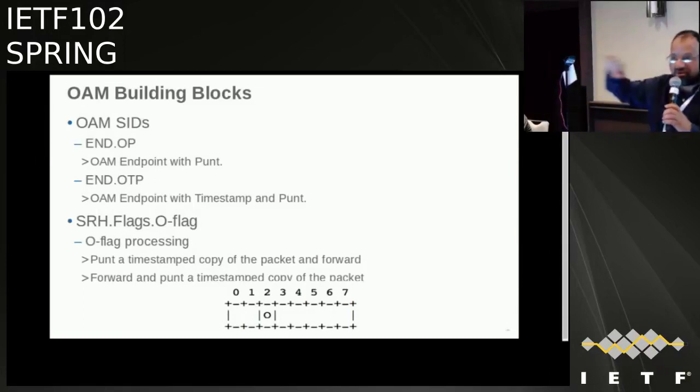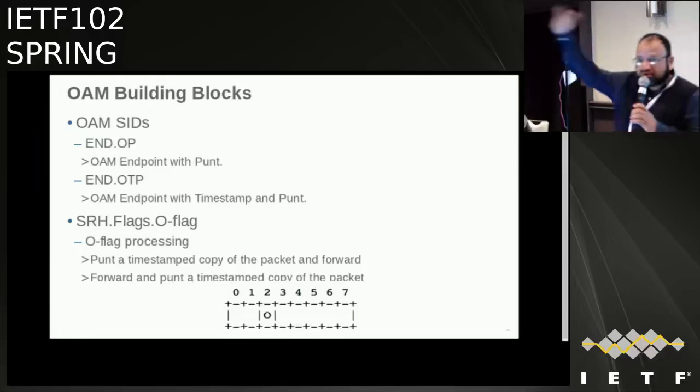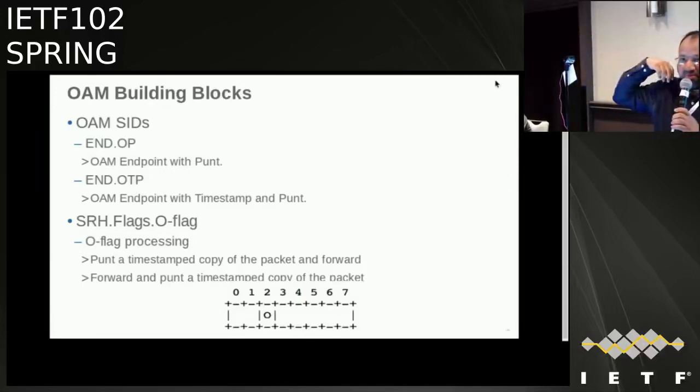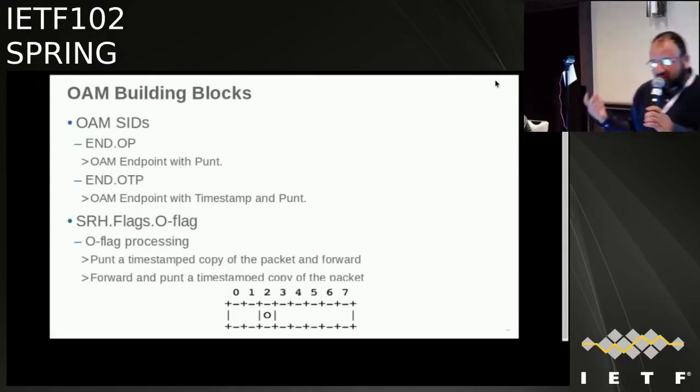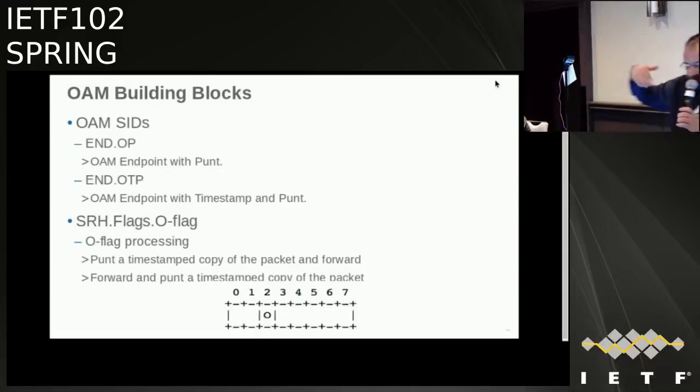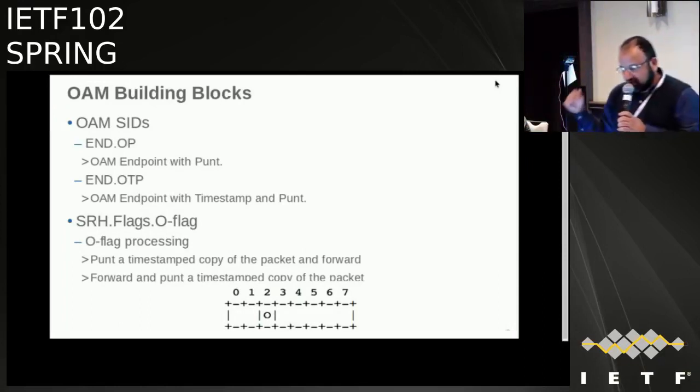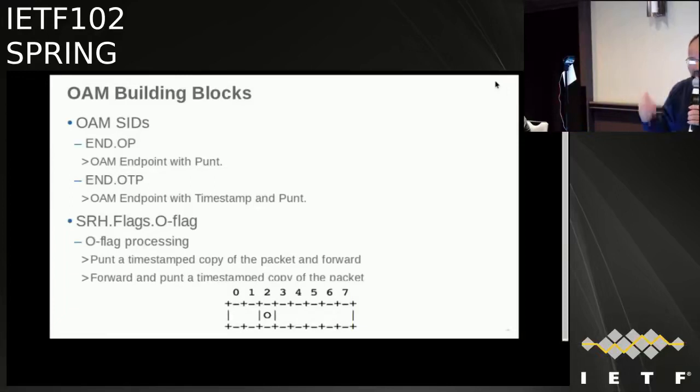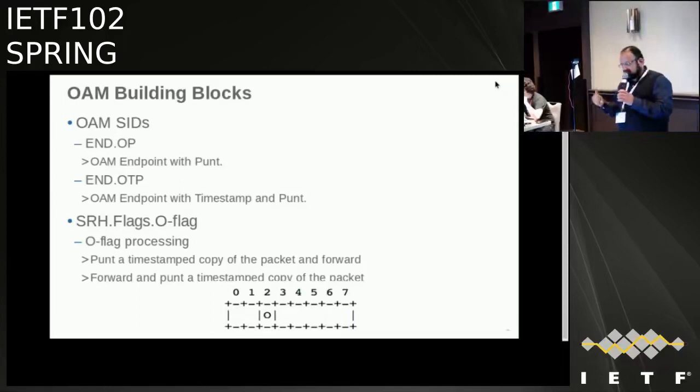On the building blocks, it defines two SIDs. One SID is for punt behavior, called End.OP, that's O&M endpoint with punt. And one is for O&M endpoint with timestamp and punt. And then it also defines the usage of OPID. The OPID definition came from the SRH draft. It has been sitting in the SRH draft for quite some time, but because of the last call comments, we took it here. The usage is defined as: timestamp a copy of the packet, punt the copy of the packet, and forward. Next slide, please.